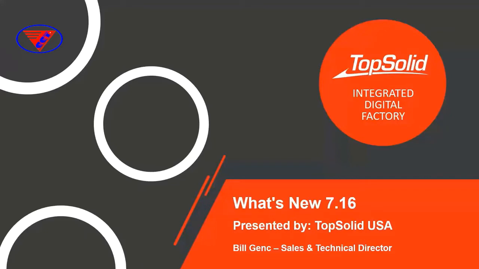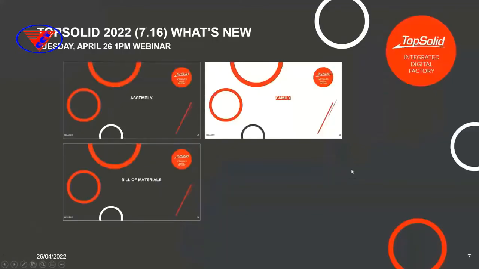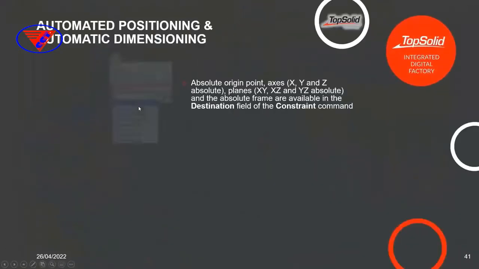Alrighty, let's get going. So this afternoon, we're going to be taking a look at 3 more aspects of new features and updated features in TopSolid design. We're going to start with assembly, we're going to talk a little bit about families, and then finish up with bill of materials. This one will probably last 20 minutes, 25 minutes, something like that. So here we go. Let's go to assemblies.